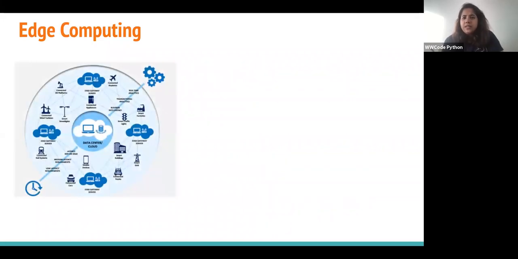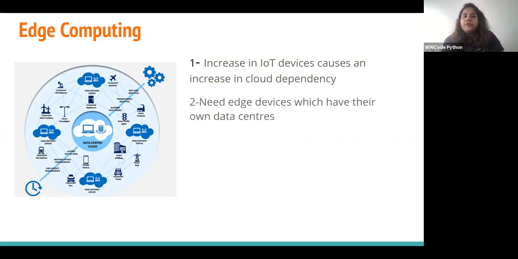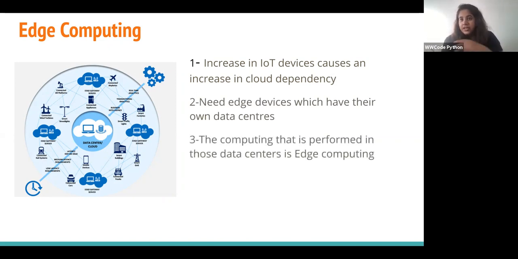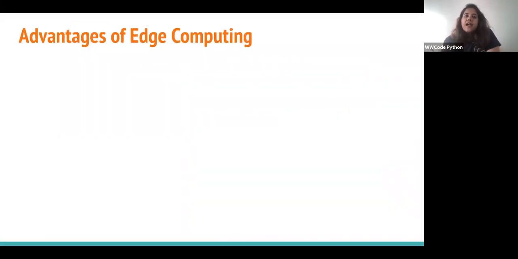So let me begin. Edge computing: what did we learn about previously? We have an increase in IoT devices, which causes an increase in cloud dependency. So we need edge devices which have basically their own data centers to perform computation. This sort of computing, performed near the data centers at the edge, is called edge computing. The applications are so many, right from security cameras, maybe processing something outside a bank, to self-driving cars. And what are the advantages of edge computing?